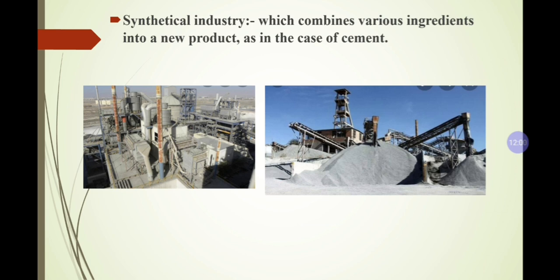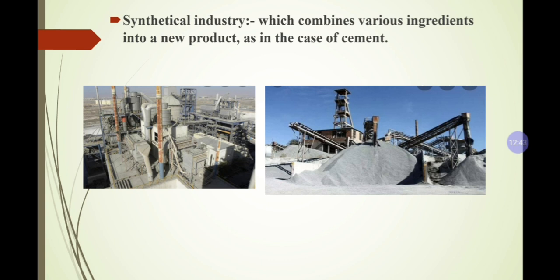Next, synthetical industry, which combines various ingredients into a new product, as in the case of cement. So in the synthetic industry, we already have semi-products or products, and two can be combined and produce one more new product. Example is cement industry, where gypsum and coal. Gypsum is a chemical, coal we extract naturally from the earth. These two put together, we get a new product, your cement.